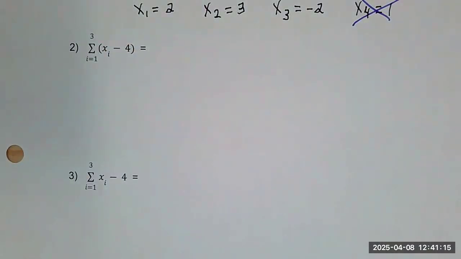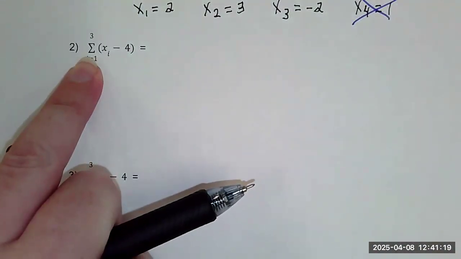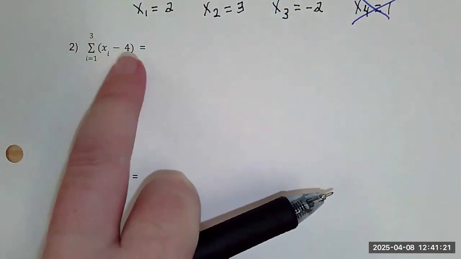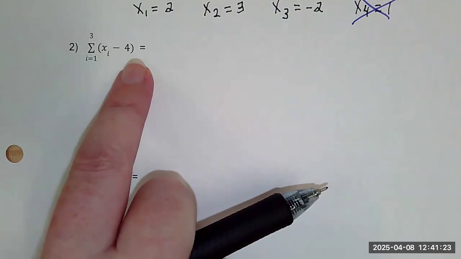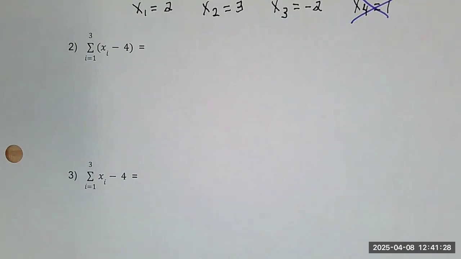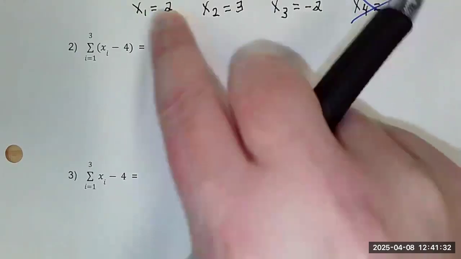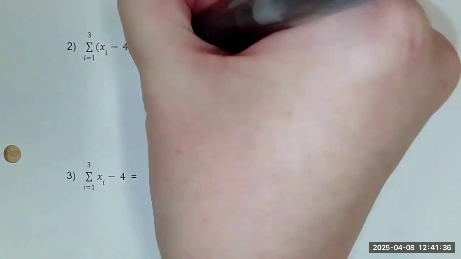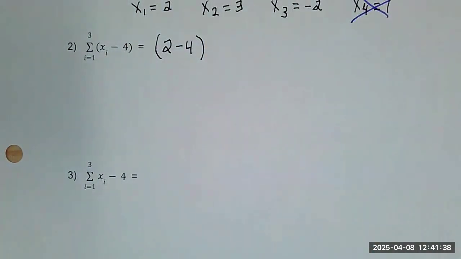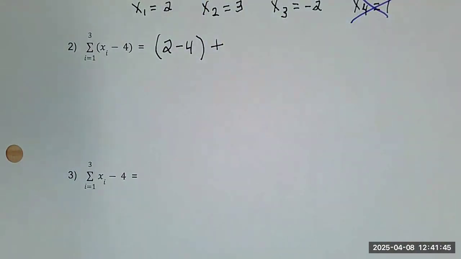Okay. So now the rule says we're going to be adding things together. That's what the sum thing says. But the rule for this one doesn't say multiply by 2. It says take whatever the X value is and subtract 4 from it. So our first X value is 2. And you're going to subtract 4 from it. And so for me to just notate that that was me doing one of them, I'm going to put parentheses around it. And then because it's a summation, we're going to put a plus sign.